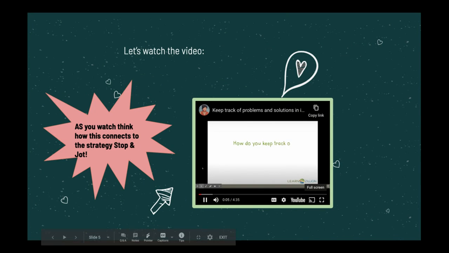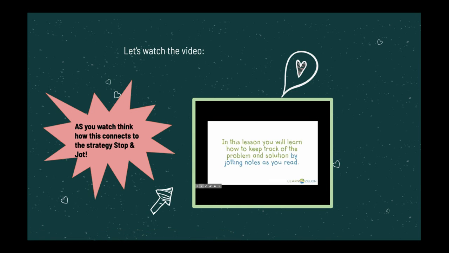How do you keep track of important information while reading? In this lesson, you will learn how to keep track of the problem and solution by jotting notes as you read. Let's review. The problem is what goes wrong in the story, and the solution is how the problem is fixed or resolved. A common mistake students make when reading is not stopping to think about the story. And when you don't stop to think about the story, oftentimes you miss important information, such as the problem or solution.